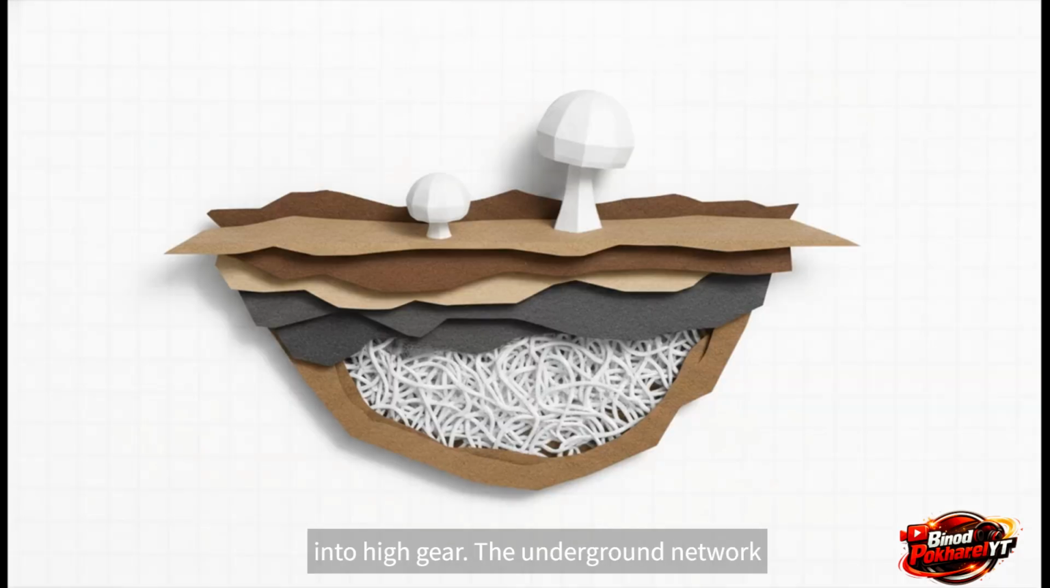The underground network starts pushing all this moisture and nutrients to one specific location, knotting its threads together super tightly until a tiny, solid structure forms. And then, this structure pushes powerfully up through the soil, breaking the surface into the light.